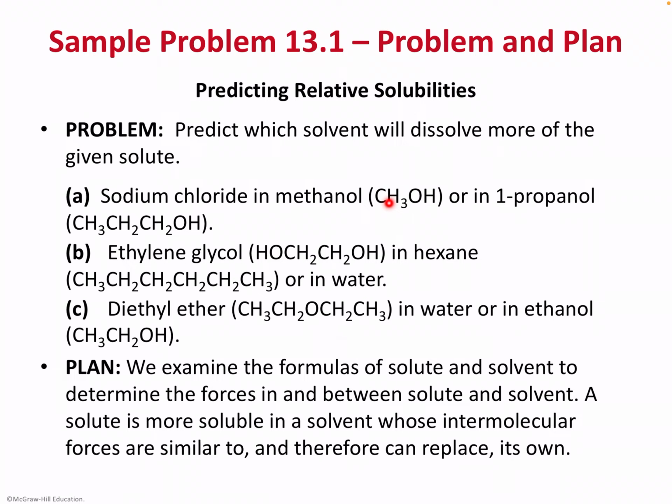So methanol and propanol have a polar hydroxyl group, OH. But the hydrocarbon portion of each alcohol interacts only weakly with ions, these parts. And propanol has a longer hydrocarbon portion compared to methanol, so sodium chloride would dissolve better in methanol.